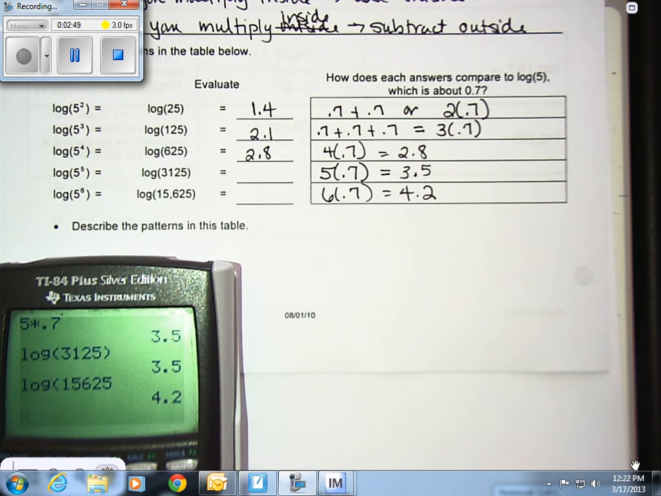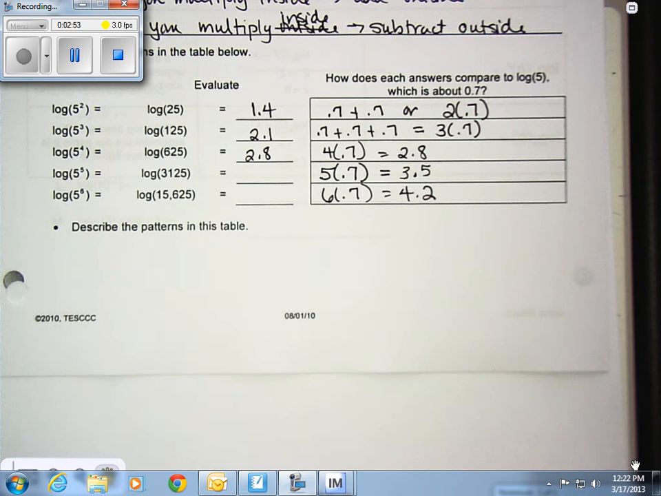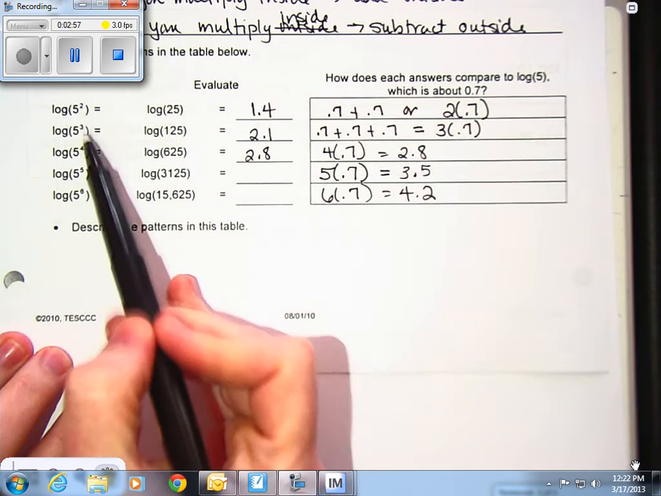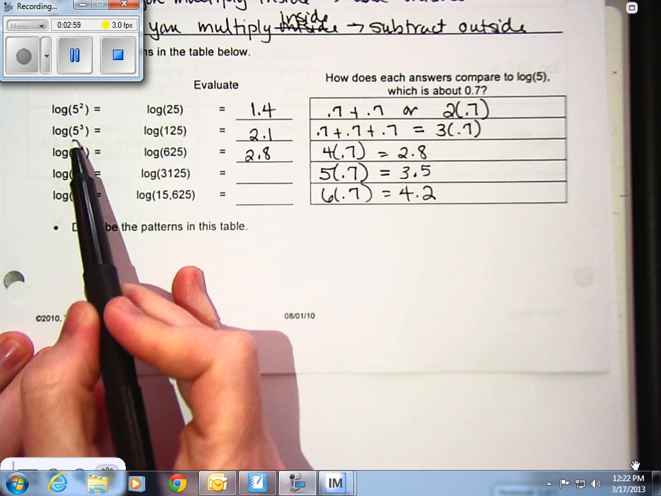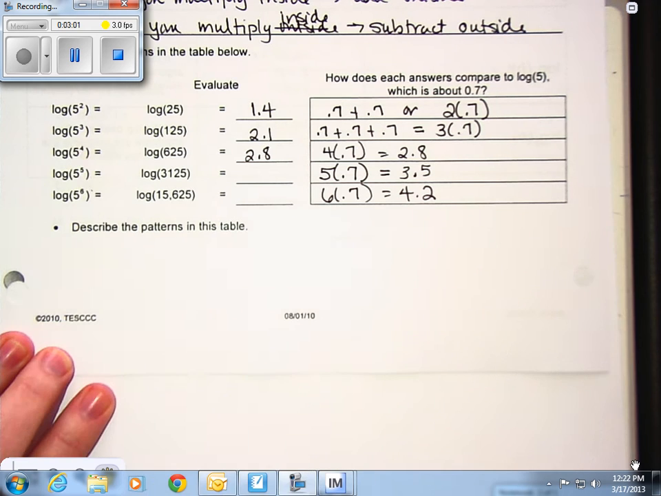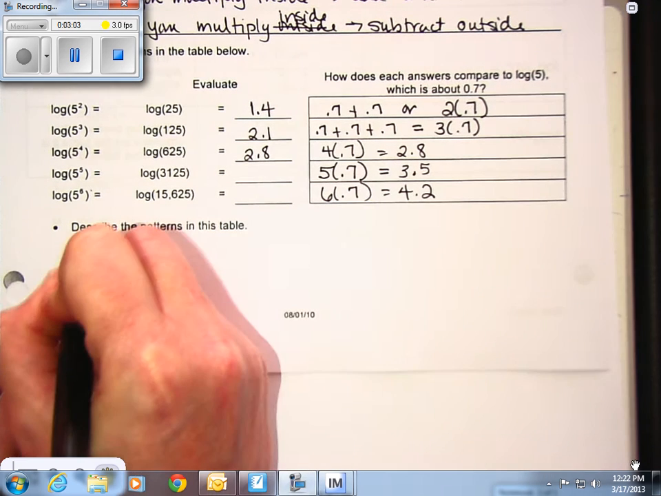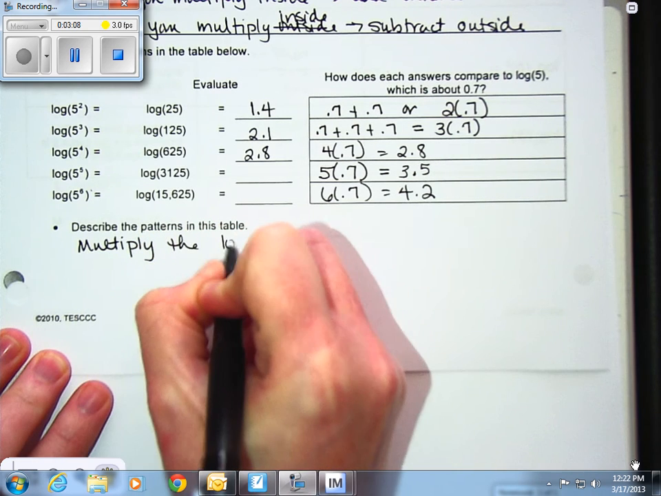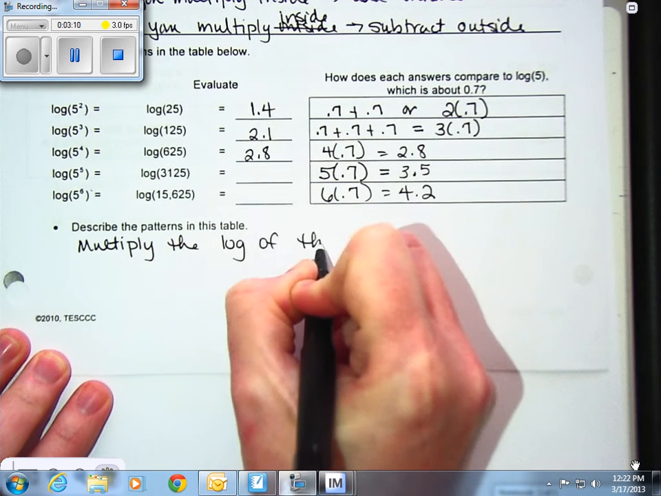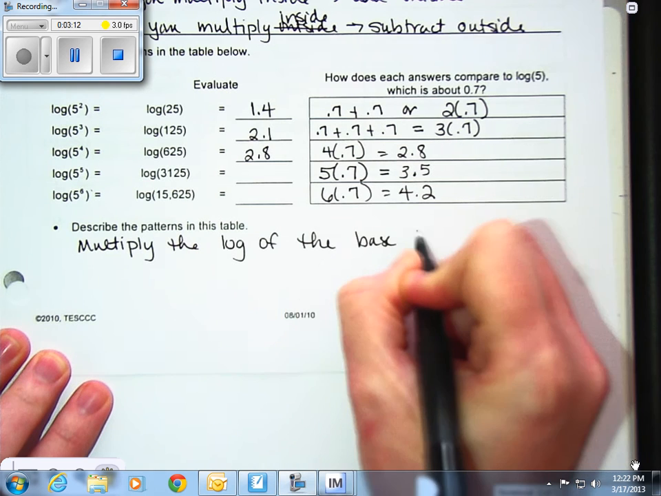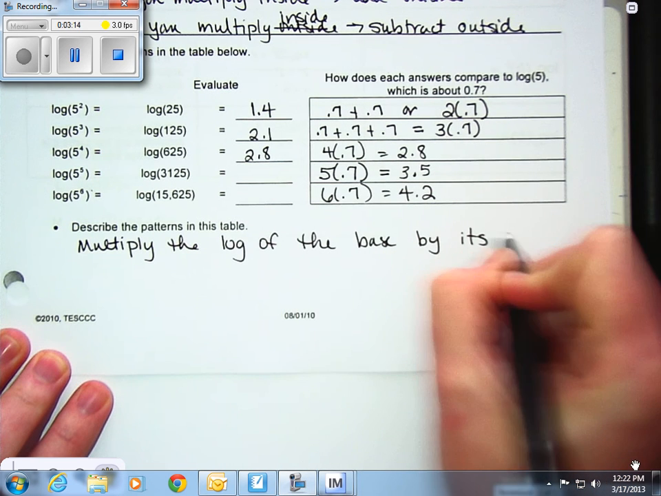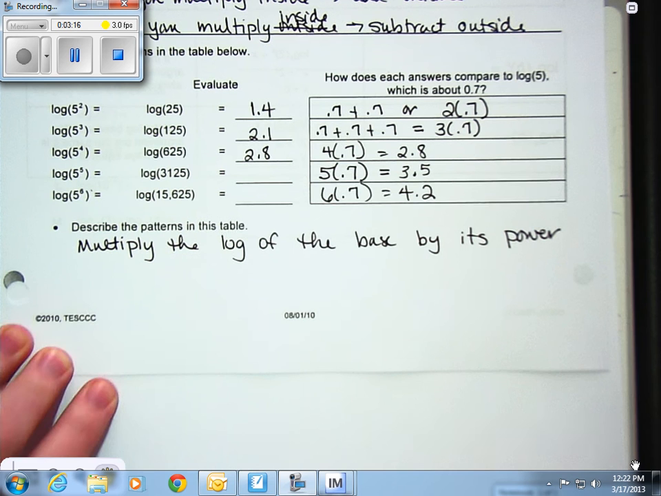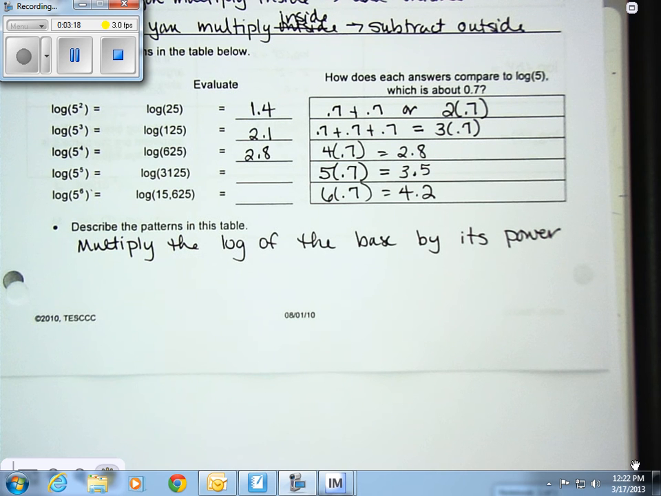I do get 4.2. So what we're noticing when we're looking at a pattern in the table is, whenever we have a power inside here, we should multiply the log of the base by the power. So that's what I think is happening. We're going to multiply the log of the base by its power, or by the exponent.